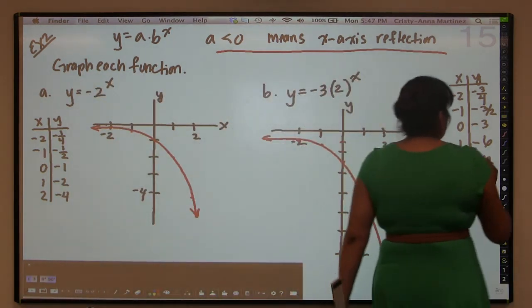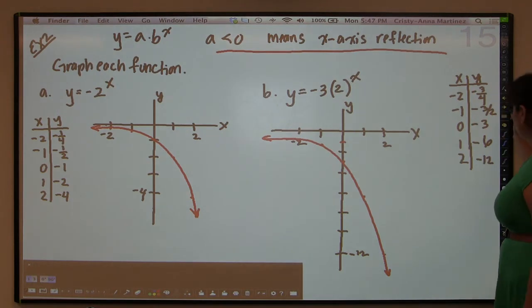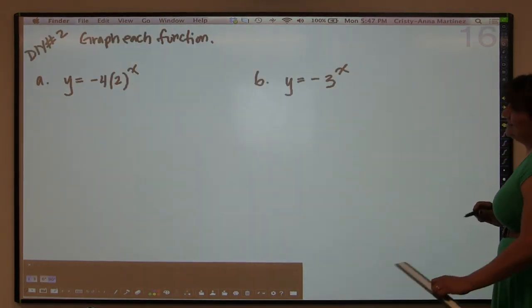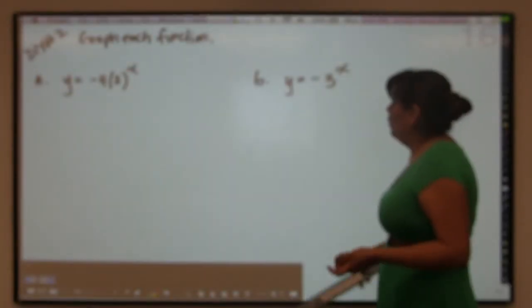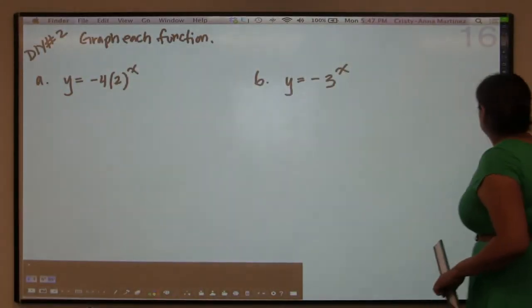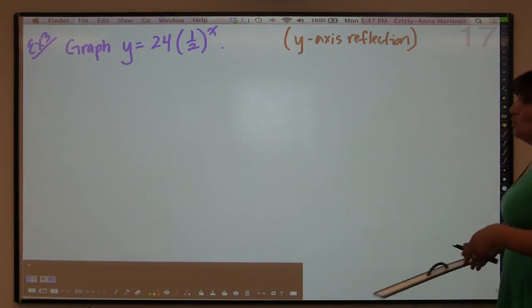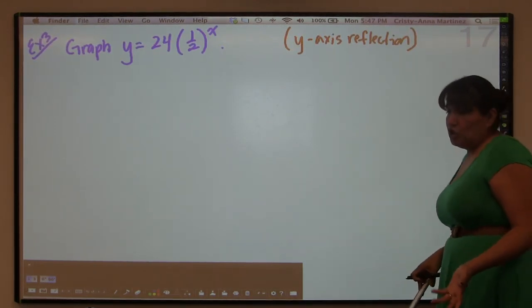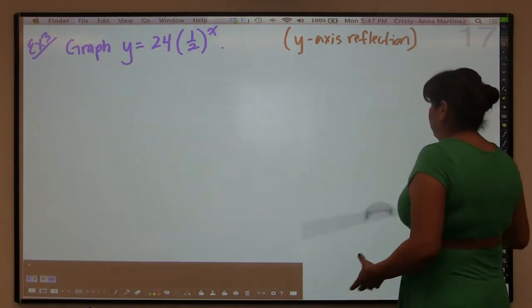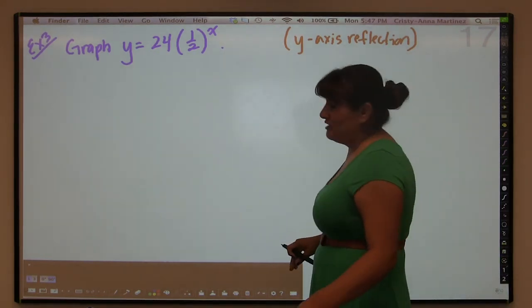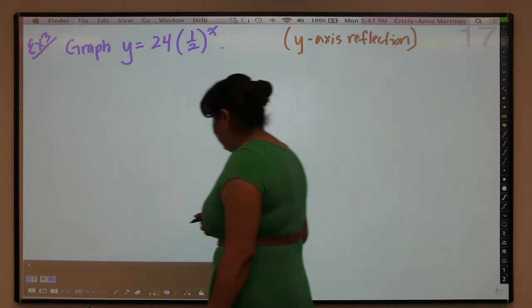So you can also try the little trick that I showed you, because I want you to do these now, and these are the exact same graphs as the do-it-yourself number 1, only now they're negative. So you can do those. And then we want to talk about, we just did the x-axis reflection, so how do you get a y-axis reflection? Okay, a y-axis reflection happens when you have something like this.